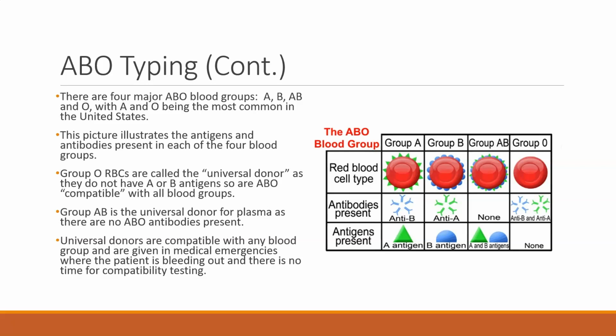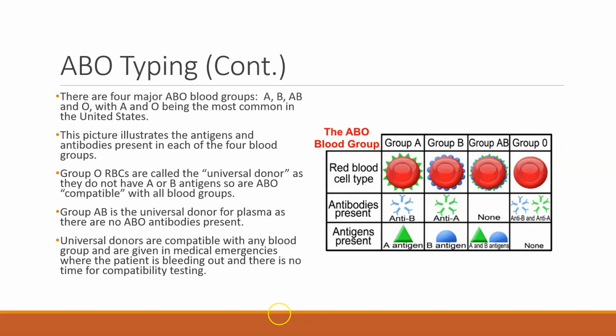Group AB is the universal donor for plasma, as there are no ABO antibodies present. So let's look at Group AB. The antibodies present, there's none. That's because both antigens are present. And these are the preferred people to make plasma products, such as platelet concentrates.